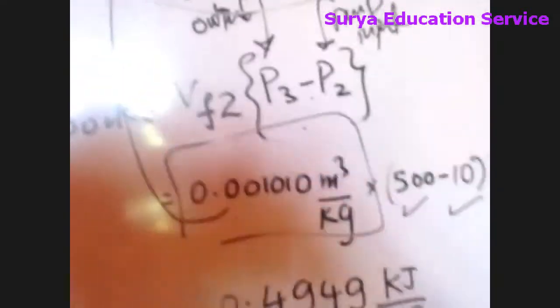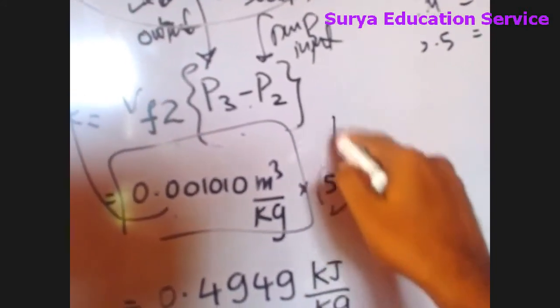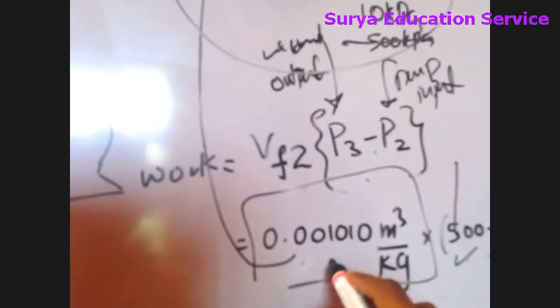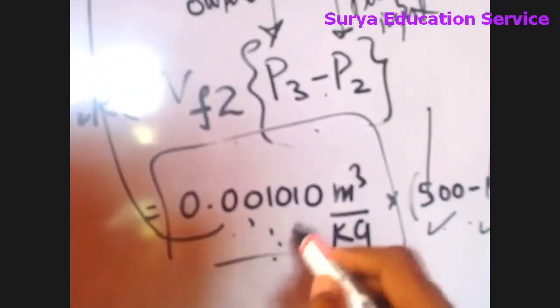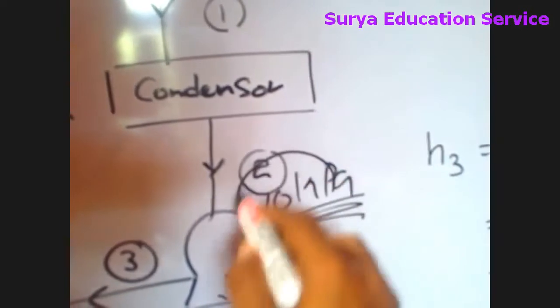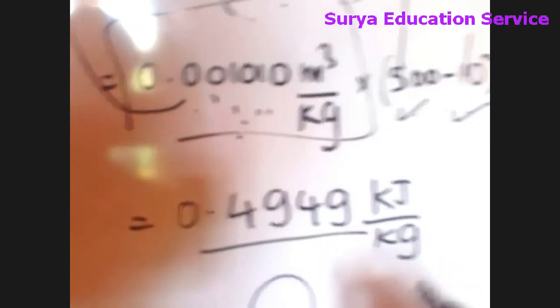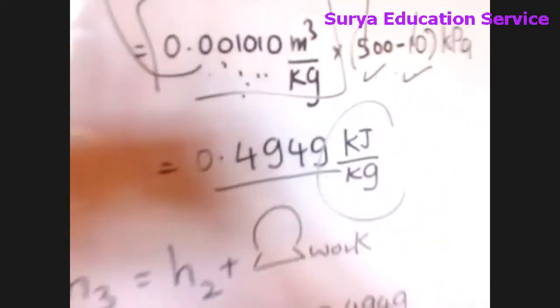So that is how you are going to evaluate the pump work, right? 500 minus 10, output from the pump, input to the pump, and the specific volume at what pressure? Specific volume at pump input pressure. Again I am saying specific volume at pump input pressure, because this is the pump, and this is the input pressure to the pump, which is 10 kPa. So the pump work will be 0.4949 kilojoules per kilogram. I think that is clear.